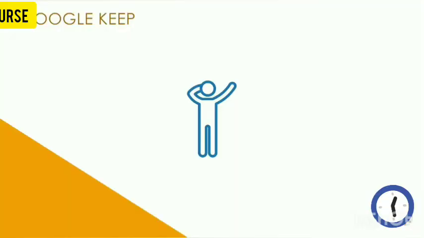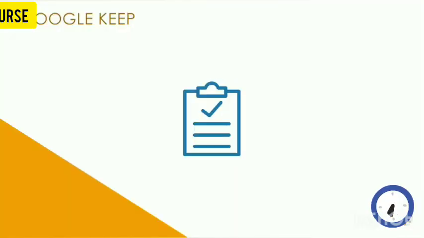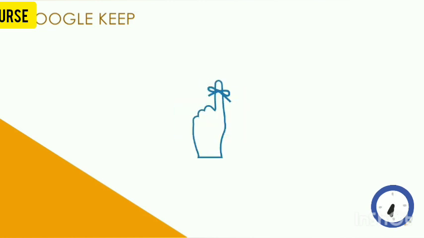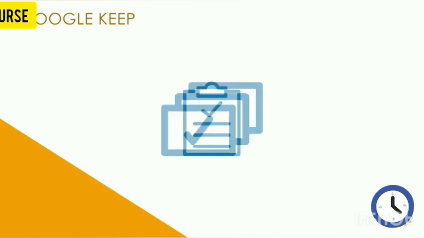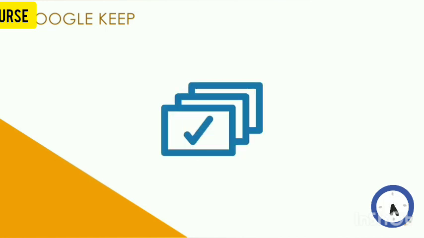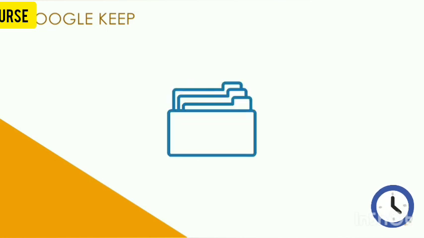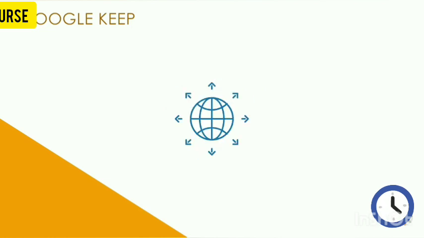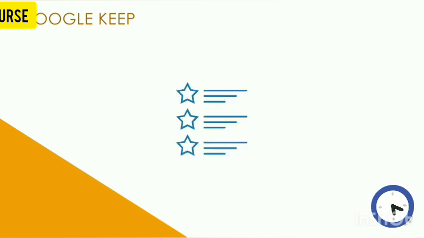Do you sometimes tend to forget some important to-do tasks or work due to a busy schedule? Wouldn't it be nice if you could keep all your important to-do tasks in one place? Well, with Google Keep, you can quickly and easily organize the things you want to remember. Google Keep can be accessed from anywhere across any devices. Let's take a look at some of its best features and how to apply them.